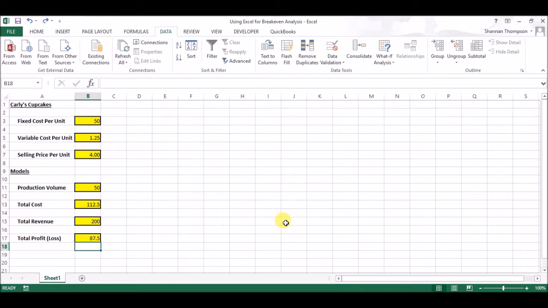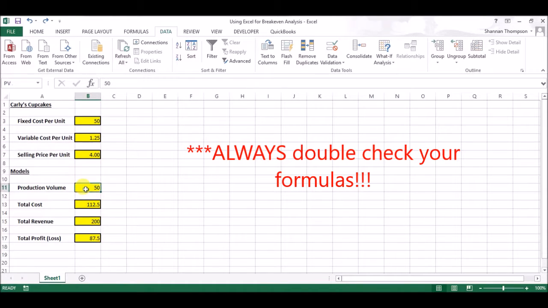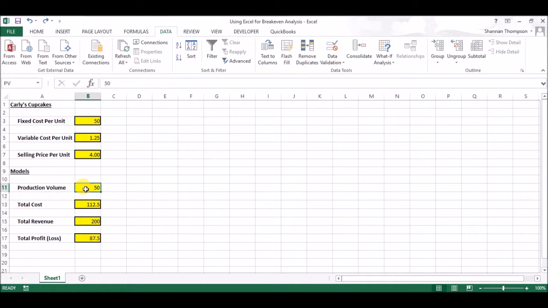Today we're going to be using the goal seeking tool, and the first thing that you always need to check is to make sure that you have the correct formulas in each cell. I've checked and seen that I already have all my formulas ready and set. If you don't have the correct formulas in here, the goal seek tool will not work.